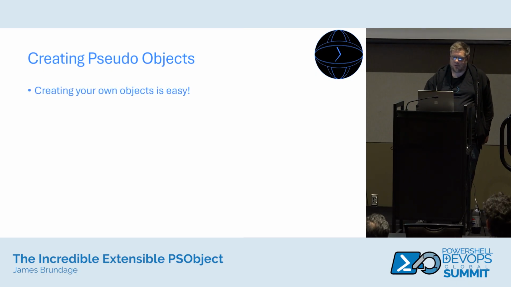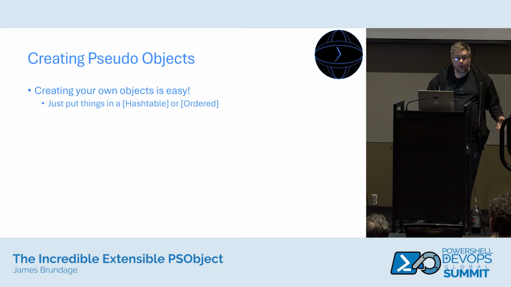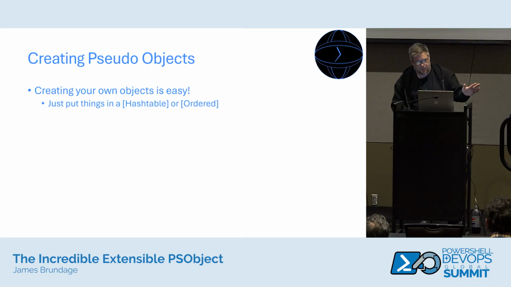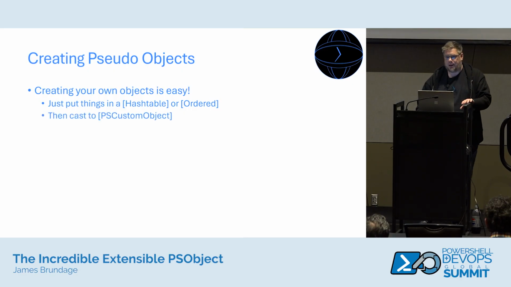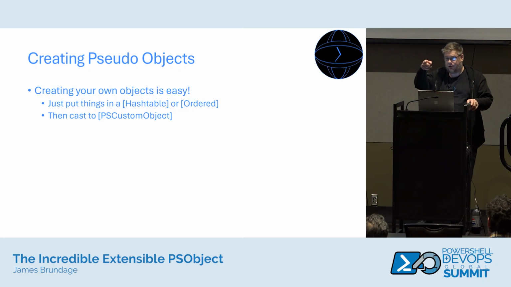Now let's talk about creating pseudo-objects. Creating your own objects in PowerShell is easy. Just put things in a hash table or ordered dictionary. Personally, I deeply prefer ordered because it's nice when our objects show up in a predictable order, but that's just me. You do you. You can then cast it to a PSCustomObject, and that will take all of the keys and values in that dictionary and create a custom object with the shape of that dictionary. There's one bit of bonus points here. We're going to come back to it more in a bit, but you can actually describe what type it's going to be by giving PSTypeName as a special key in that dictionary.